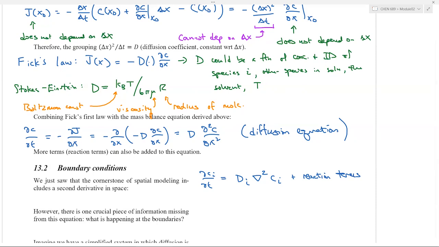Now, if we want to take this equation and solve it, we need a couple more things. We need initial conditions and we need boundary conditions. You all probably know what initial conditions are, so I'm going to talk about boundary conditions here. We need boundary conditions.